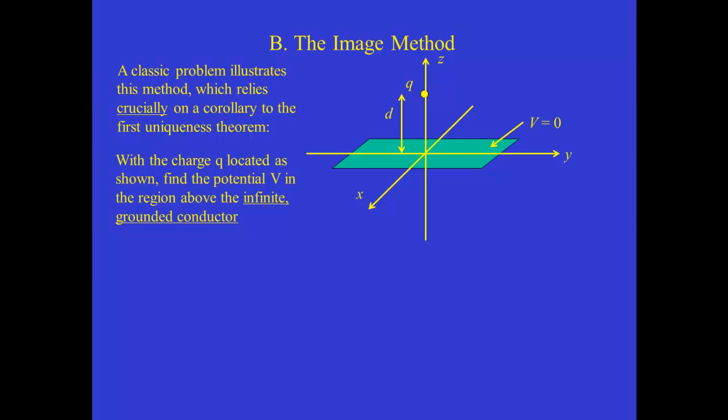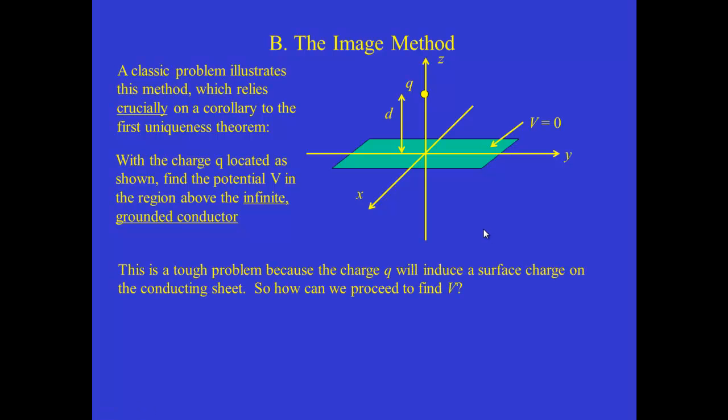So the question is, what is the electric potential in the region above the infinite grounded conductor, which is where the point charge Q is sitting? Knowing the answer to this will allow us to figure out what the force is between the point charge and the conducting plate. And of course it's clear there will be a force because this point charge will attract a negative charge, a charge opposite to its own charge, near the center of the conductor, and that will produce an attractive force.